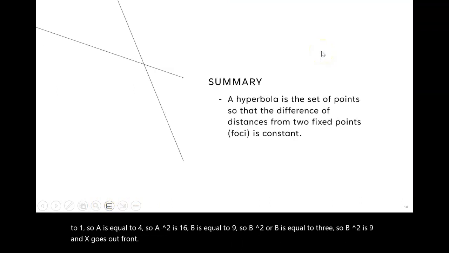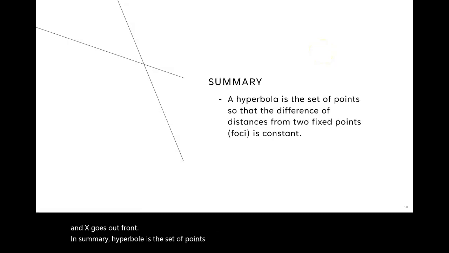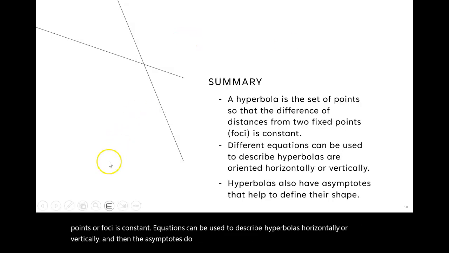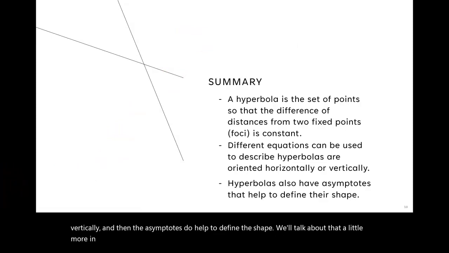All right, in summary, a hyperbola is the set of points so that the difference of distances from two fixed points, or foci, is constant. Different equations can be used to describe hyperbolas horizontally or vertically, and then the asymptotes do help to define the shape. We'll talk about that a little more in class when we draw them by hand.